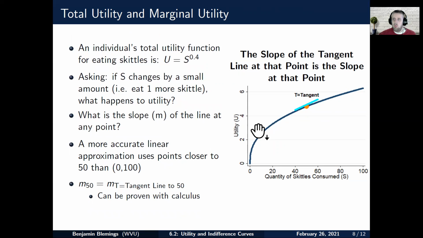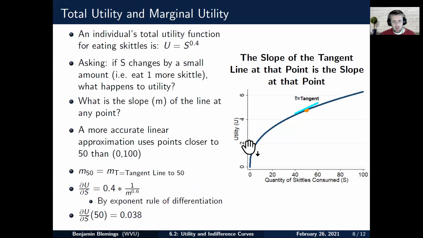Well, what does that mean when we close in all the way? When we get all the way to 50, we're left with this tangent line. This light blue tangent line is only touching our function once, and it's touching the utility function at 50. And so the slope of the tangent line is the slope of the utility function at 50.